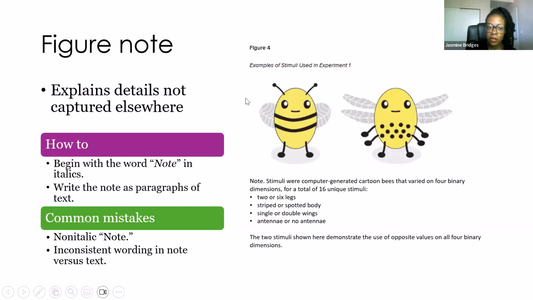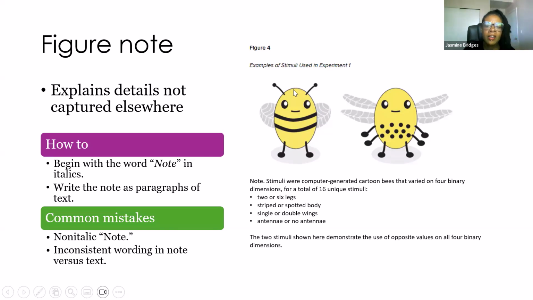And then finally, we have figure notes. You'll remember from another slide that we don't necessarily need to have figure notes, but a lot of figures do. So they explain details not captured elsewhere. And they can also contain p-values or attribution for figures that came from somewhere else. As far as style, you'll want to begin with the word note in italics, and then we'll want to write whatever is in the note in a paragraph form. Some common mistakes are non-italic notes, the word note, and then inconsistent wording in the note versus the text.